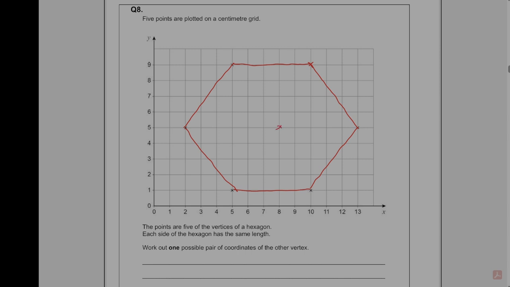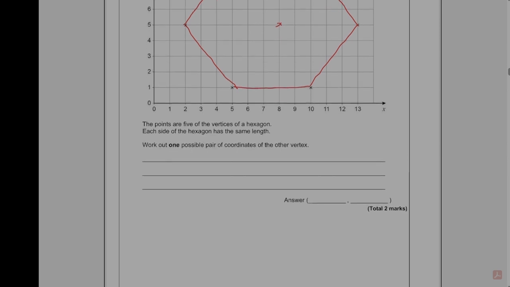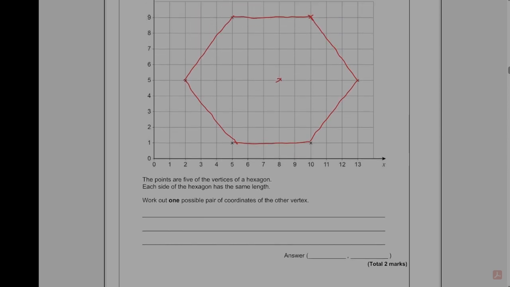I'm just thinking in my head about the other one. So technically we could have gone for that one as well. I'm just double checking that in my head though. 3 and 4, 3 and 4. Yeah, so that one would work as well. But we're going to go for the most obvious one, which would be 10, 9. So 10 across and 9 up.